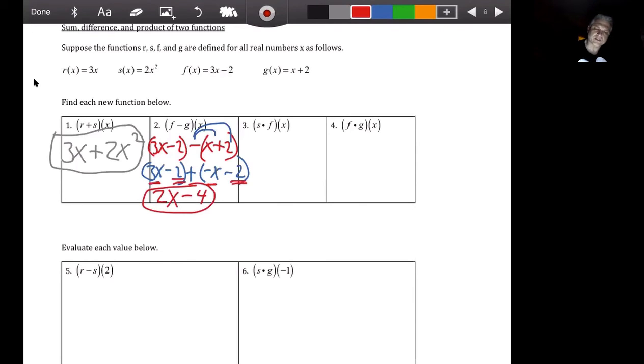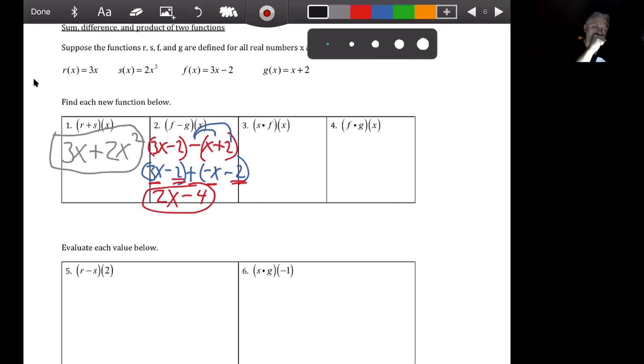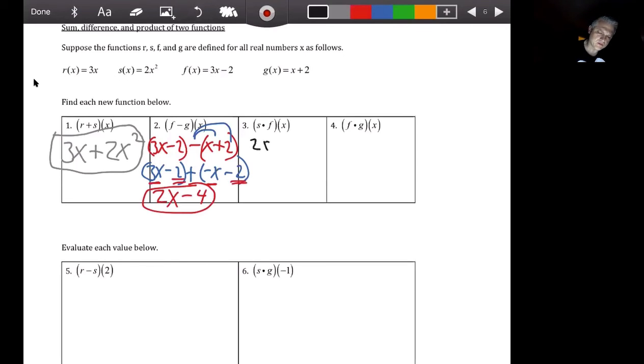Okay, s times f of x. So this is s of x times f of x. S of x is right here, 2x squared, times f of x, which is 3x minus 2.